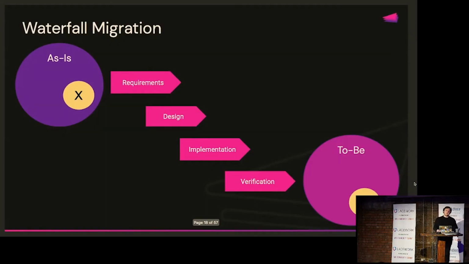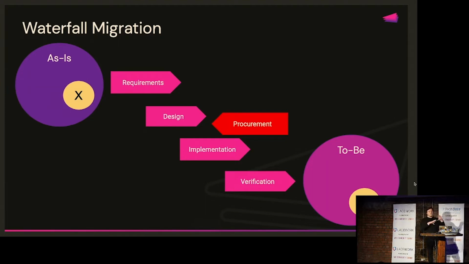They typically are a more waterfall approach where there's a lot of requirements gathering, there's a lot of design, there's implementation, verification, and then a really big bang release. If you're very unfortunate, procurement comes somewhere in the middle and doesn't necessarily speed things up. But even if you don't have procurement in the middle helping, you really have a more waterfall approach to migration projects because people think they know the requirements.